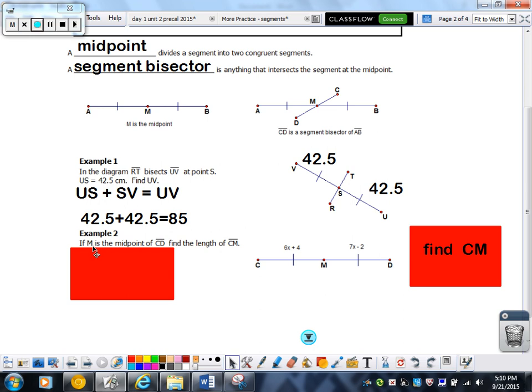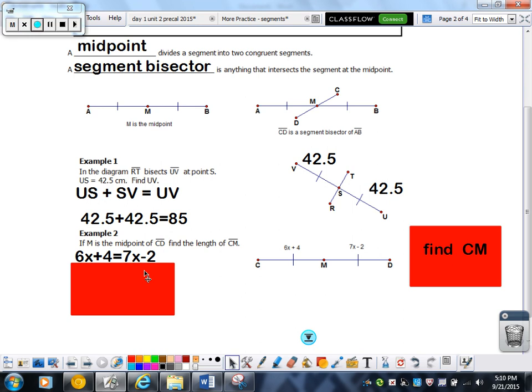In example 2, we are told that M is the midpoint of CD. We want to find the length of CM. Once again, since M is the midpoint, I know that CM is congruent or equal to MD. Since these two lengths are equal, I can set each expression equal to each other.